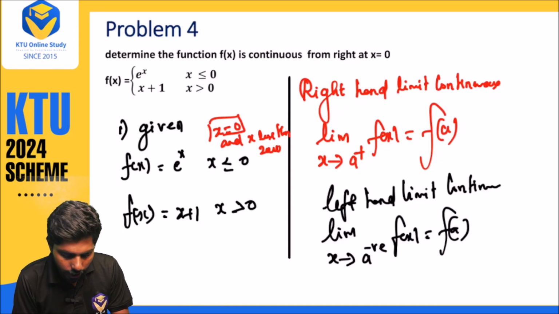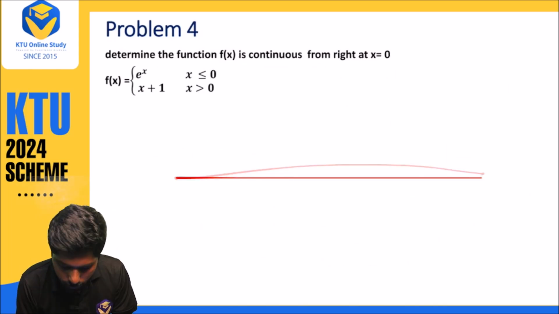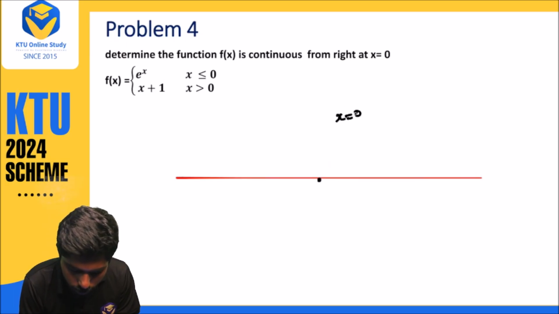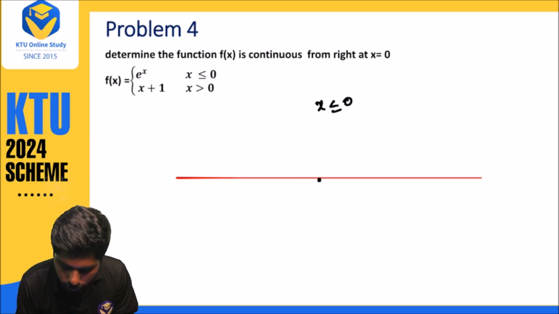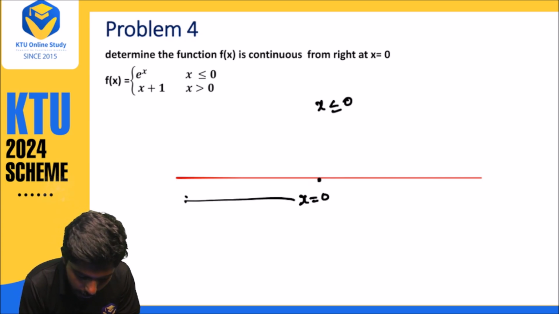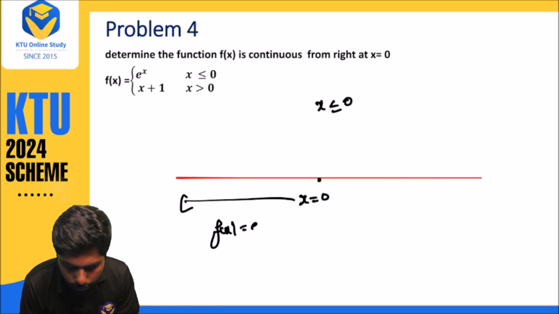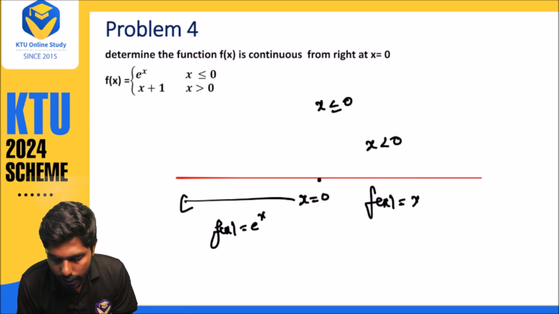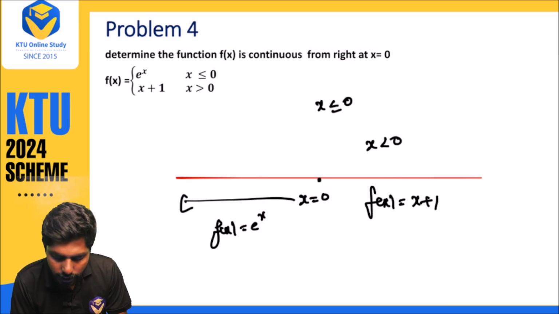Now draw the diagram. When drawing the diagram, x is less than or equal to 0, that is x equal to 0 and less than, in this direction, f of x is e power x. And when x is more than 0, our f of x is x plus 1. What is the condition they have asked? Our condition is to prove continuity from the right.